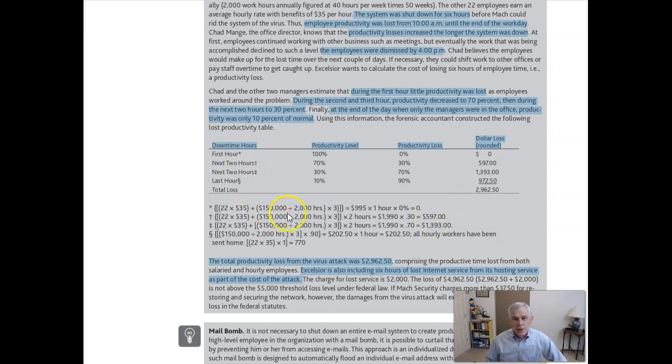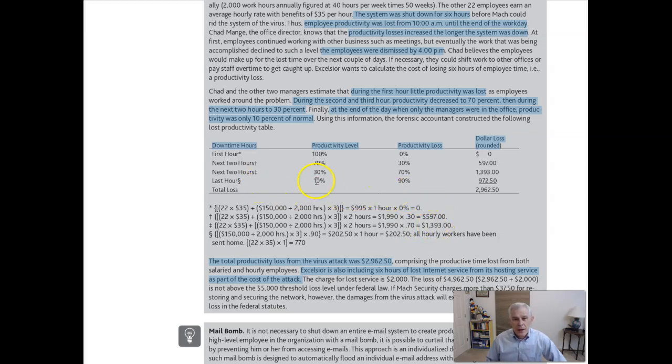The next 2 hours, you can see productivity switched the other way. We had 30% productivity for everyone, lost 70%, and so the amount of the loss for that 2-hour period was $1,393. You can see same calculations on through here, all the way to here. This is just 70%. Okay, so we're up to 70% loss. That's why this is larger.